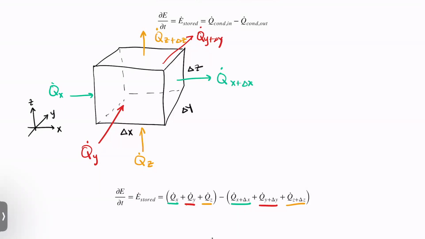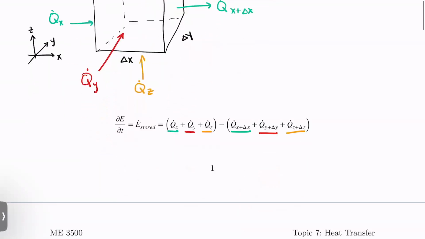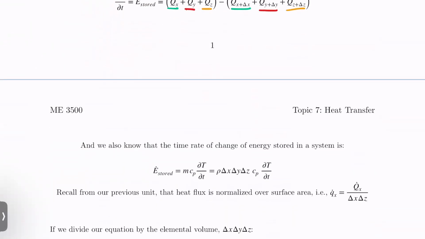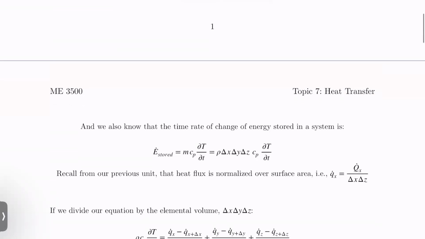Not too bad. So that is fine. We also know that the time rate of change of energy stored in the system is m times Cp delta T, or dT/dt, so our change in temperature versus time. And I can expand this out using the idea that mass is just equal to density times volume, where this is the volume of our little cube.